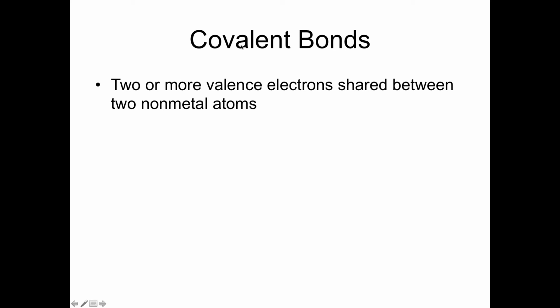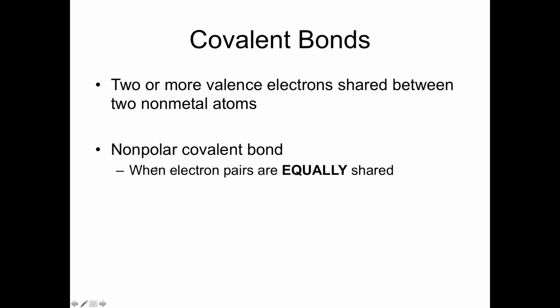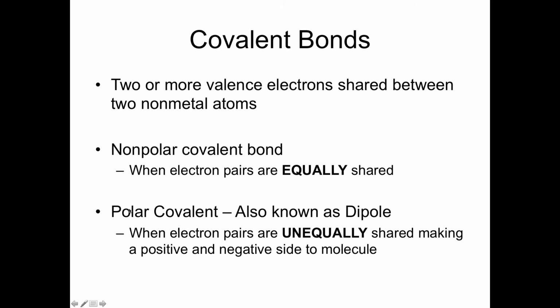All right, the next kind that I'm going to talk to you guys about is covalent bonding. Covalent bonding occurs when two or more valence electrons get shared between two non-metal atoms. So now metals are not even involved here. It's strictly between non-metal things. There's going to be two types of covalent bonds. There's one called nonpolar covalent bonds, and then there's one called polar covalent.